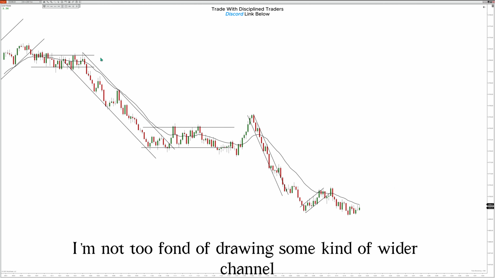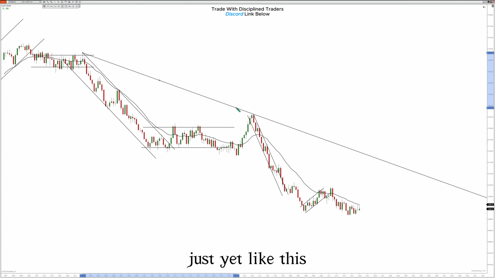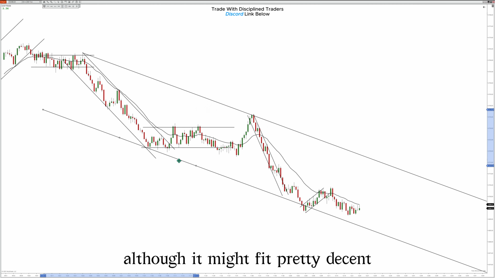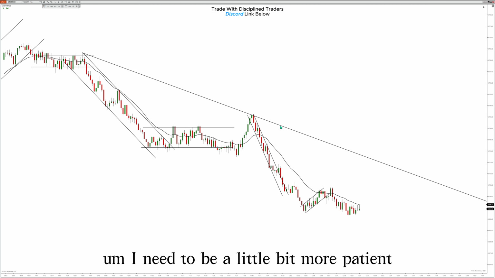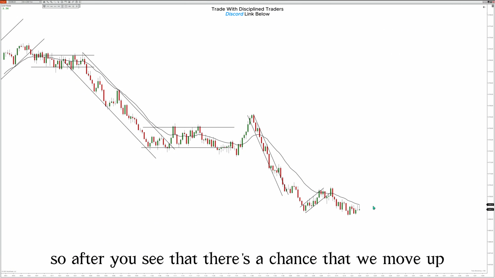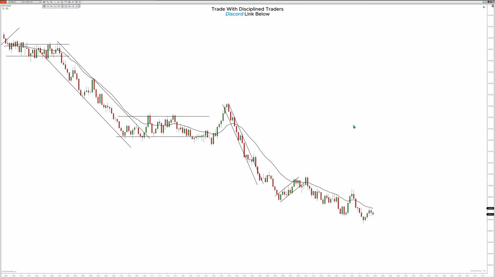That being the case, I'm not too fond of drawing some kind of wider channel just yet, like this. Although it might fit pretty decent, I need to be a little bit more patient because there is that 2-leg move down. So after you see that, there's a chance that we move up. So we'll see what happens.